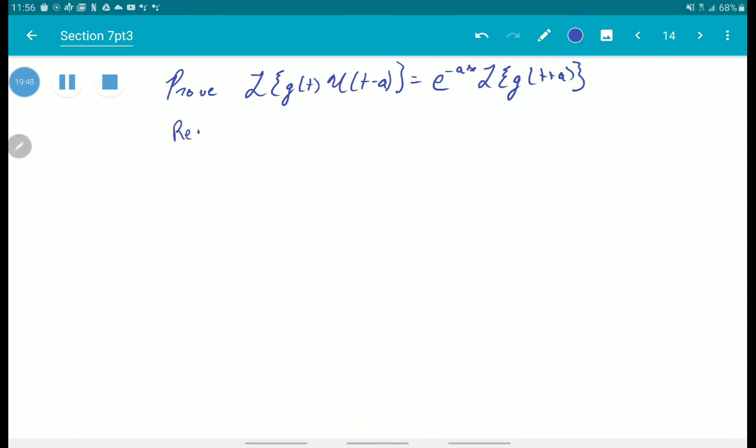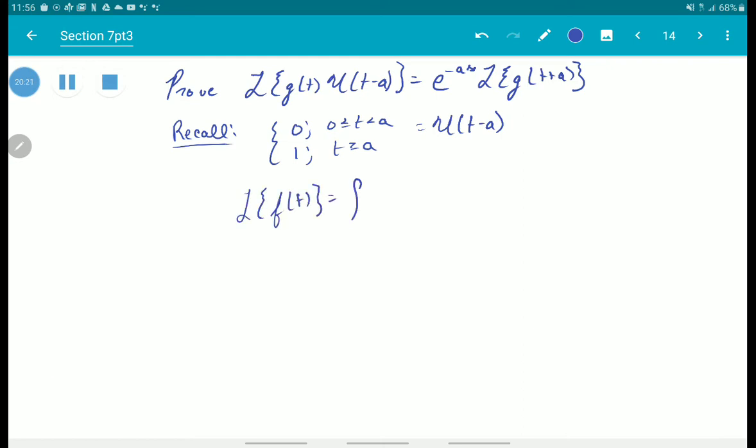So just to recall a few things we're going to need for this proof. The unit step function takes on the value of 0 as long as t is between 0 and a, and then 1 if t is greater than or equal to a. So that's our unit step. And then we also need to recall that if we take the Laplace of f of t, by definition, it's integrating from 0 to infinity, e to the negative st f of t dt.